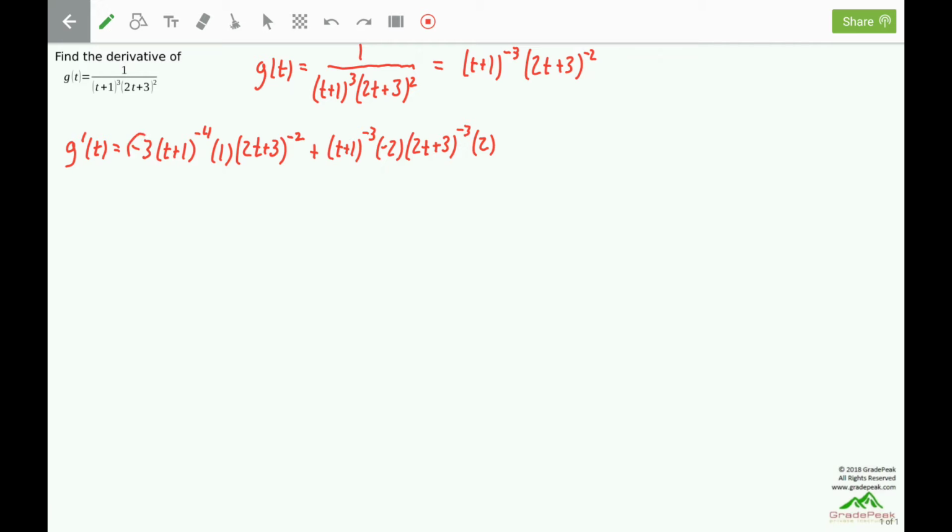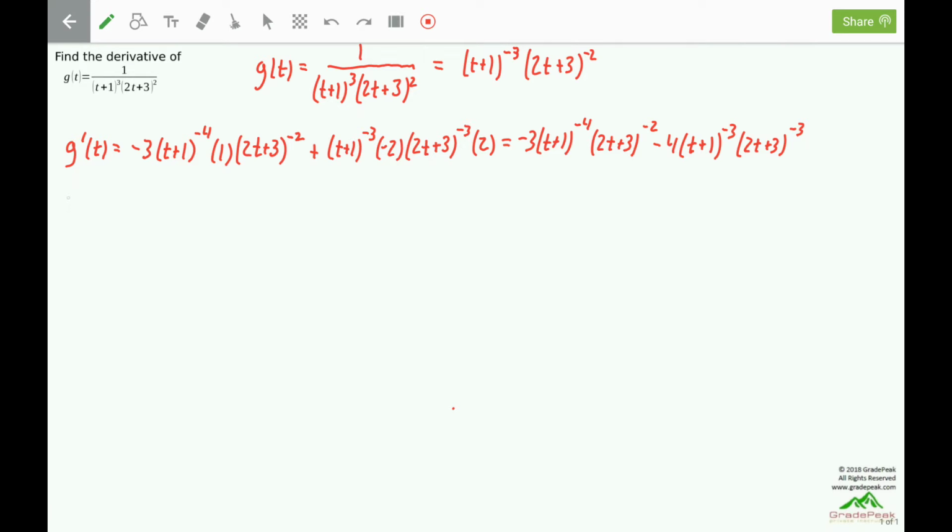Our next step, we're going to multiply the constants. I have a negative 3 and a 1. That will give us a negative 3. And I have the t plus 1 to the negative 4 and the 2t plus 3 to the negative 2. And then I have a negative 2 and a positive 2. That will give us a negative 4. And I have the t plus 1 to the negative 3 and a 2t plus 3 also to the negative 3 power.